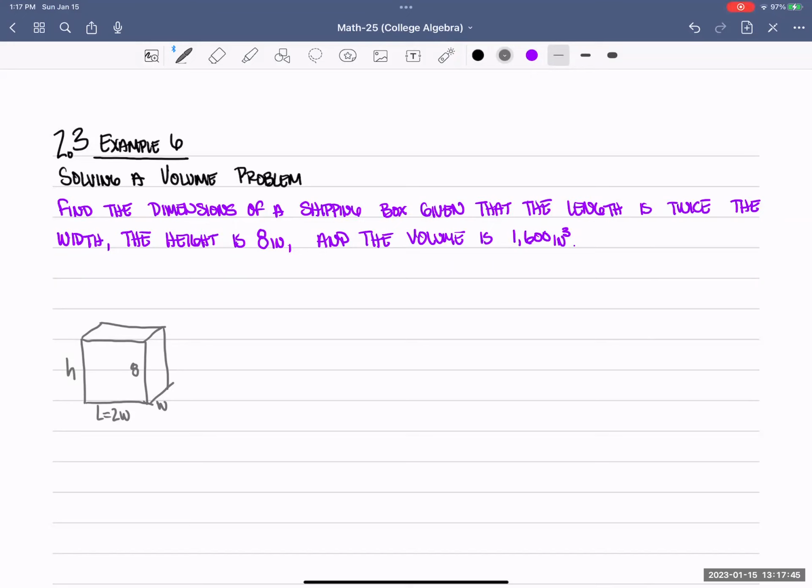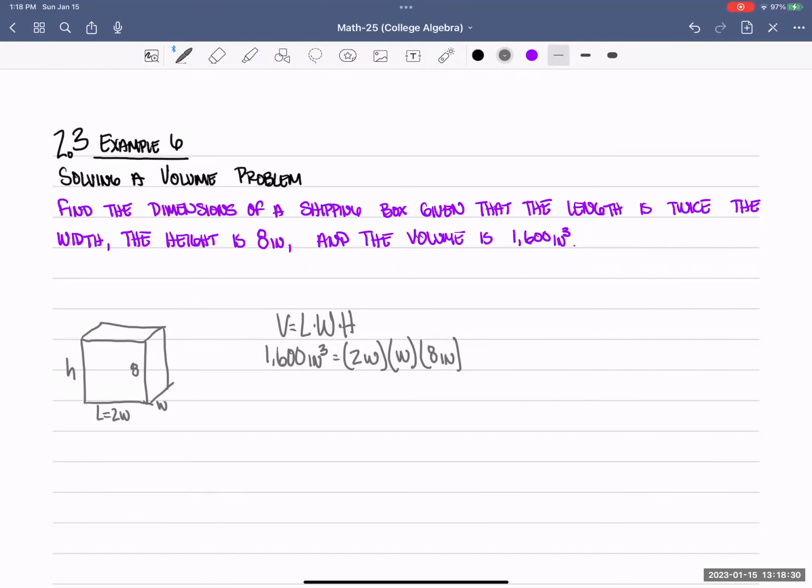All right, so for volume, we know that that's going to be equal to length times width times height. Volume we said was 1,600 inches cubed. Length we said was 2 times our width. Width is just our width. And height is equal to 8 inches. We could keep the unit there. Okay, so we're trying to figure out what width is.